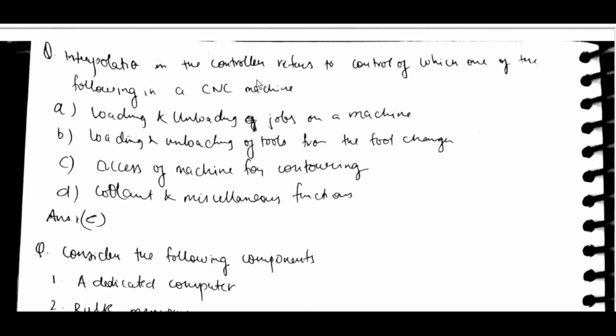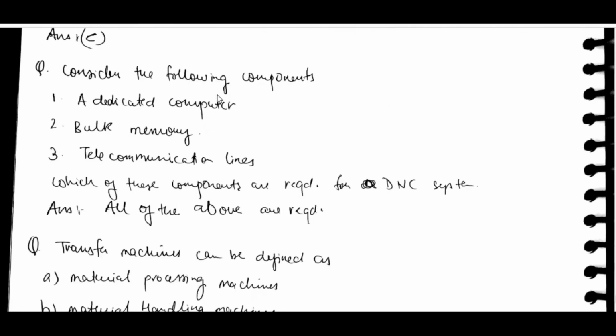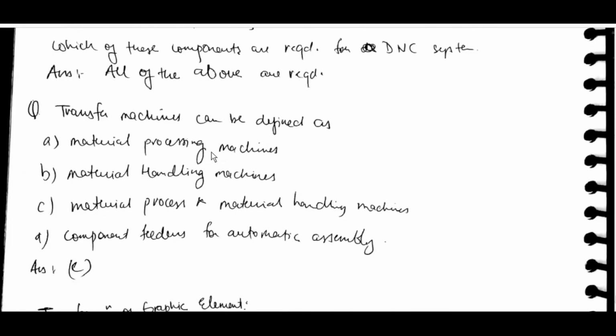Interpolation in the controller refers to control of which one of the following in a CNC machine? Axis of the machine for contouring. Consider the following: a dedicated computer, bulk memory, telecommunication lines. Each of these is part of DNC, all three.